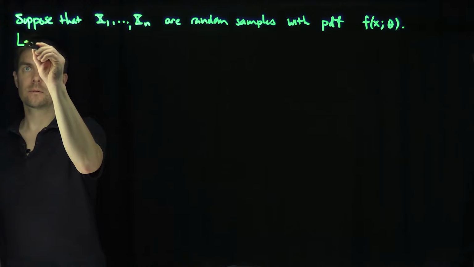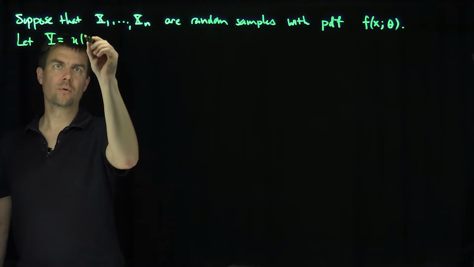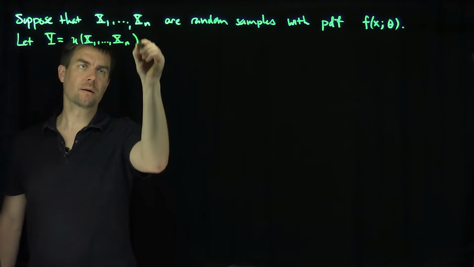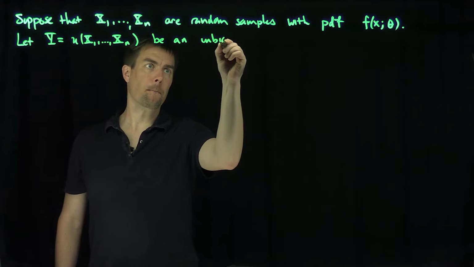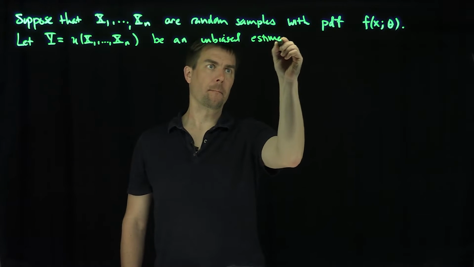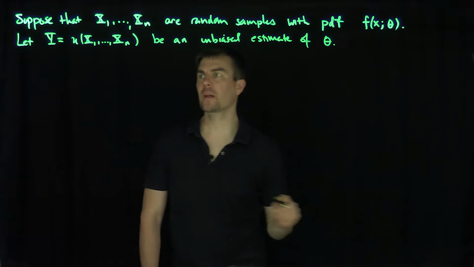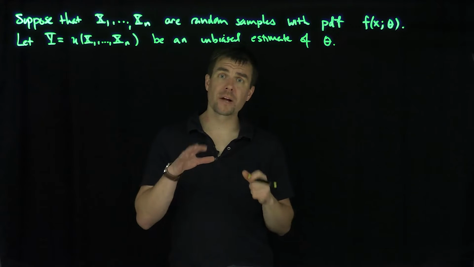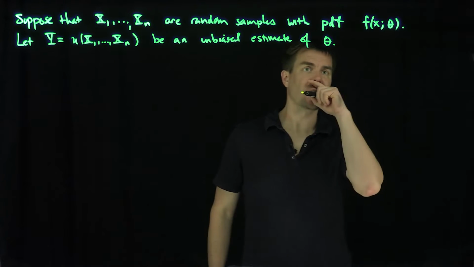Let y, which is a function u of the sample, a statistic of this sample, be an unbiased estimate of theta. Okay. And I'd like to find a lower bound on the variance of this estimator y. Okay, good. So now let's make some observations.